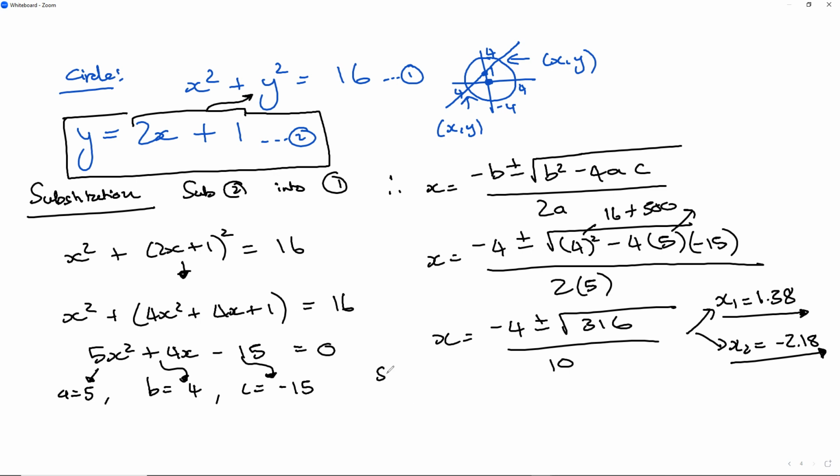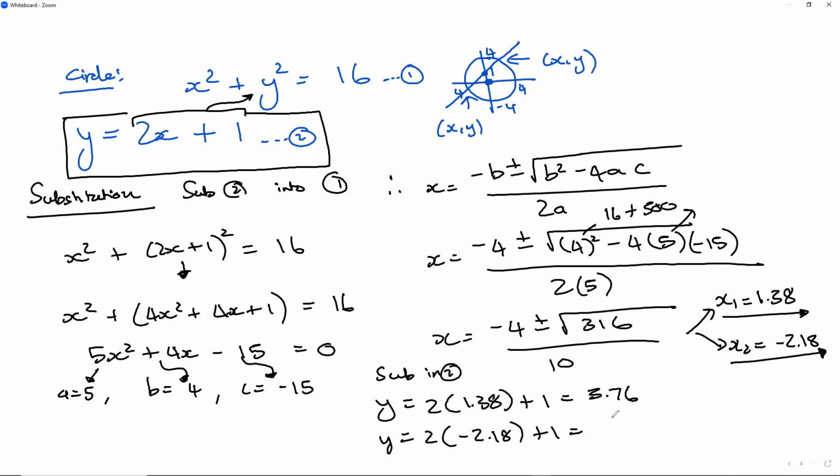Now I need to substitute this into the original equation. So I'm going to sub into equation number 2, and I'm going to get y equals 2 times 1.38 plus 1. 2 times 1.38 plus 1 comes to 3.76. 2 times negative 2.18 plus 1 comes to negative 3.36. All right, and that's the two coordinates.